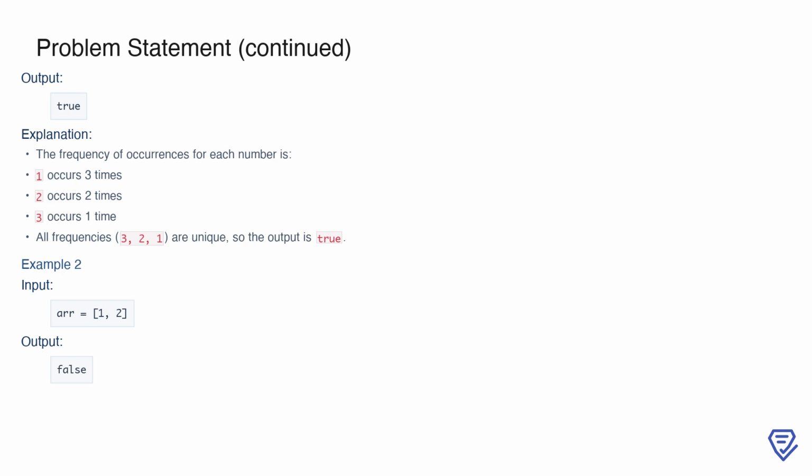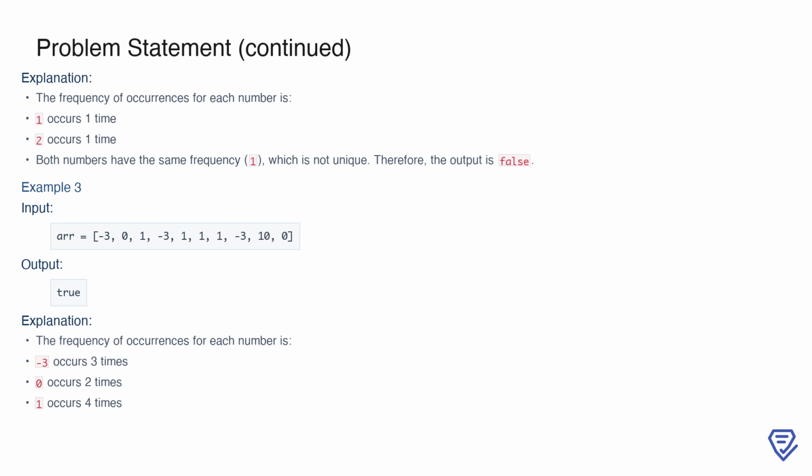On the other hand, take the array ARR equals 1, 2. The output in this case is false. Here, 1 appears once and 2 also appears once. Both numbers have the same frequency of 1, which is not unique. Thus, we return false. Now, let's consider a more complex example.